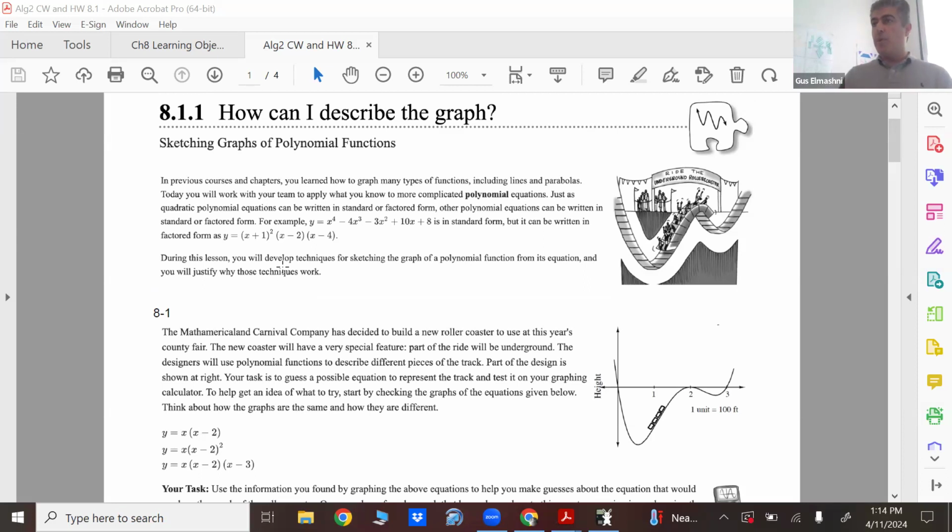Polynomial means more than one term. Poly, right? More than one. And these are going to be degrees of 3 or greater. Now, linear functions and quadratic functions are polynomials as well, but we're going to go beyond that, degree 3 or higher.